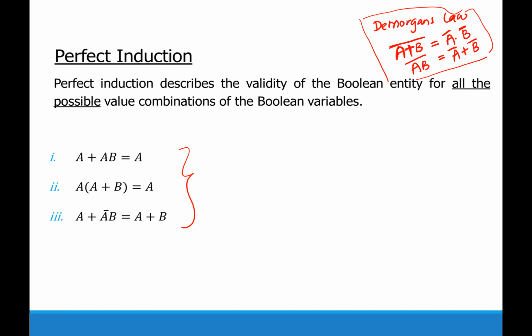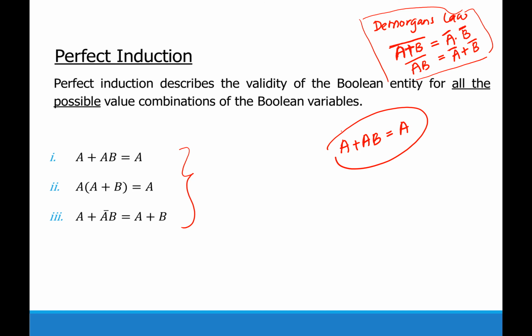Here we have A plus AB is equal to A, right? Now we are going to show that this equation is true, right? So the perfect induction means we need to show this equation is true for all possible input combinations, okay? That is the main idea of the perfect induction.